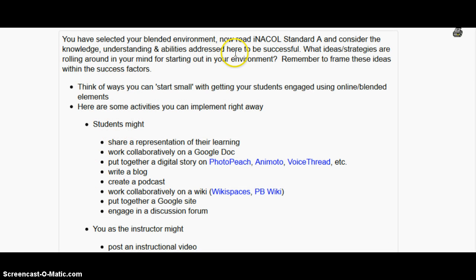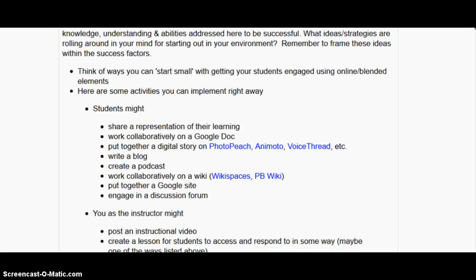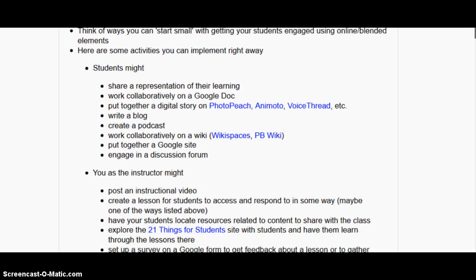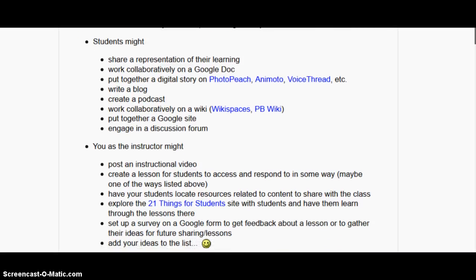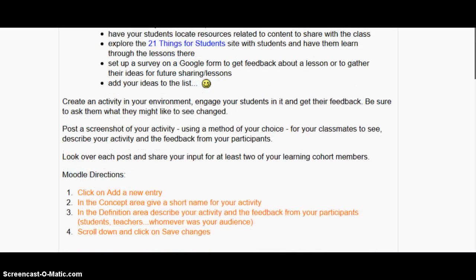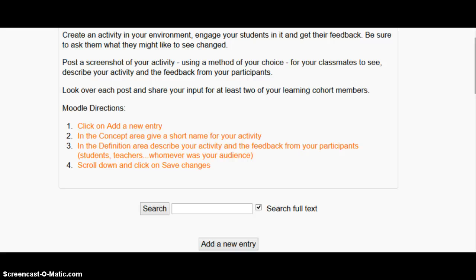Towards the end, they're going to ask you to return to the INACOLD standards, this time looking at A, and consider knowledge, understanding, and abilities addressed to be successful. You are going to be asked to think of ways you can start small, getting your students engaged, and some activities that you can implement. You're going to create an activity in your environment, engage your students in it, and get their feedback.